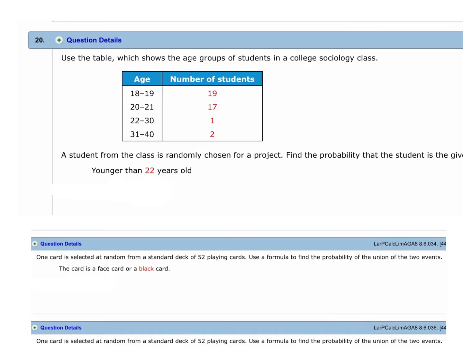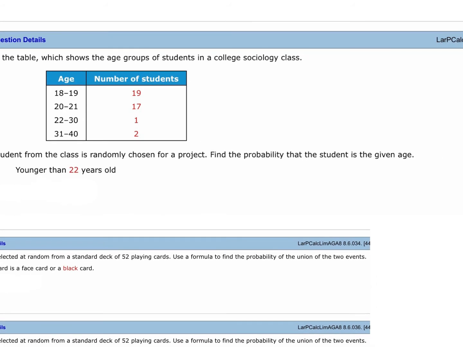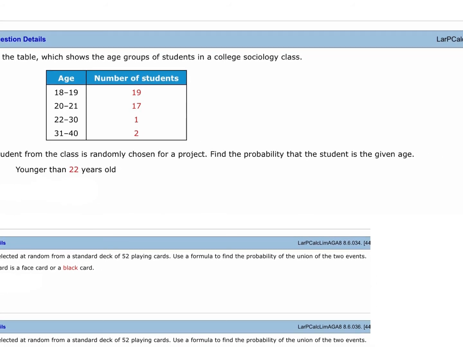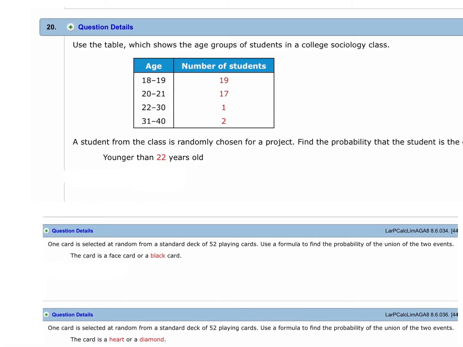The biggest thing I can say to you on a question like this is to read what the question is asking. This is a very simple question, but you have to read it. It says, use the table below. A student from the class is randomly chosen for a project. What's the probability that the student is younger than 22? So think about what you want. You want younger than 22 over the total. This is a good way to show work, guys.